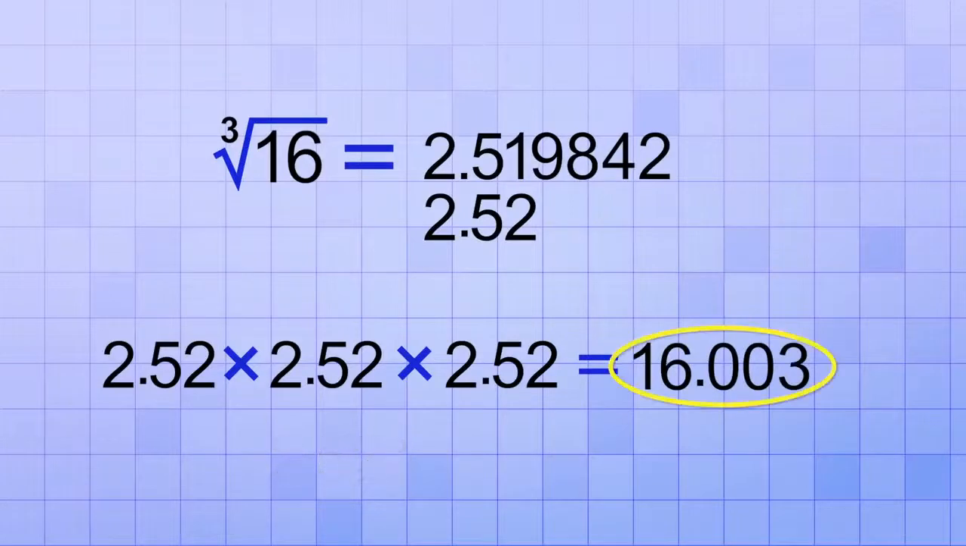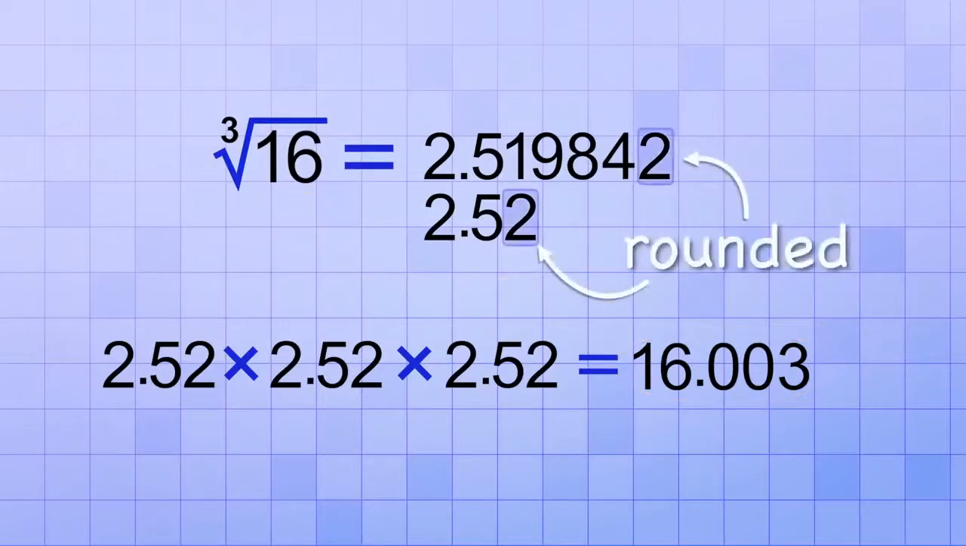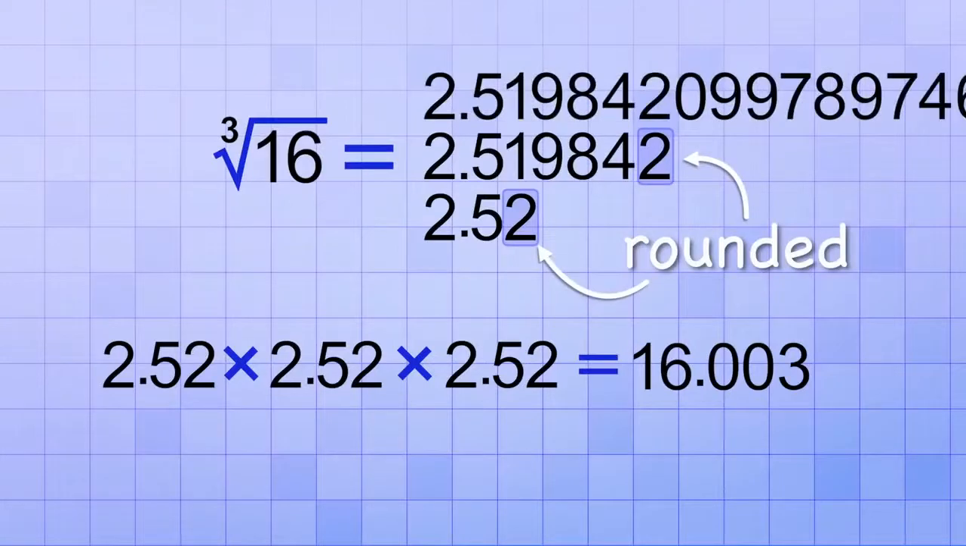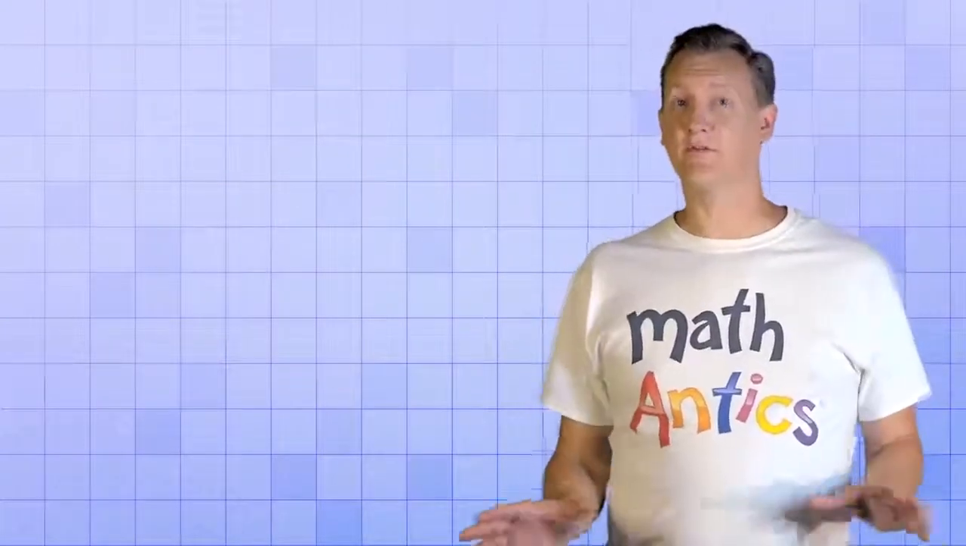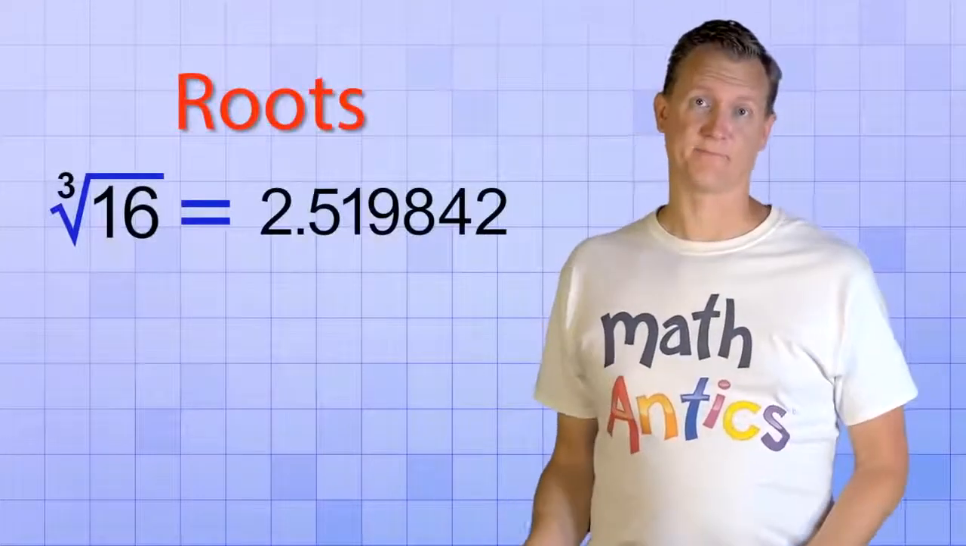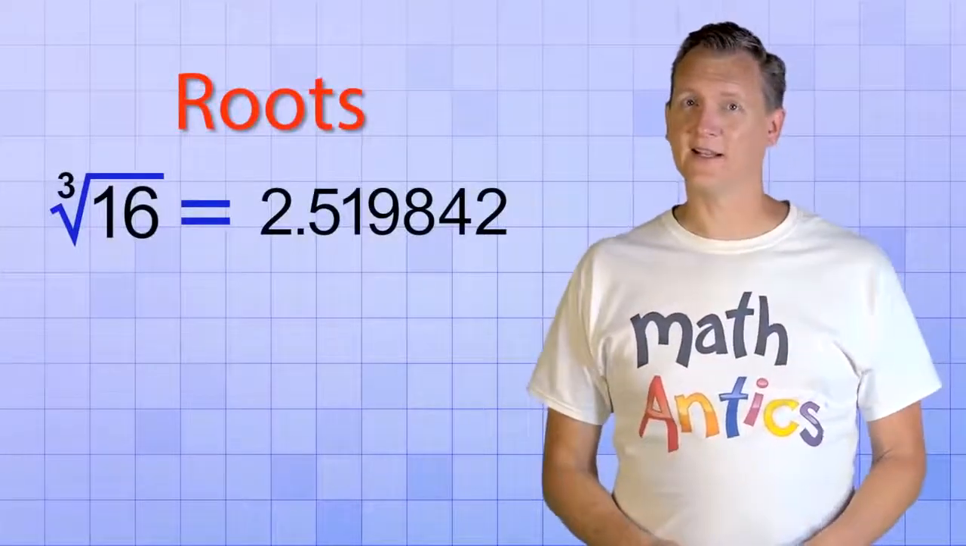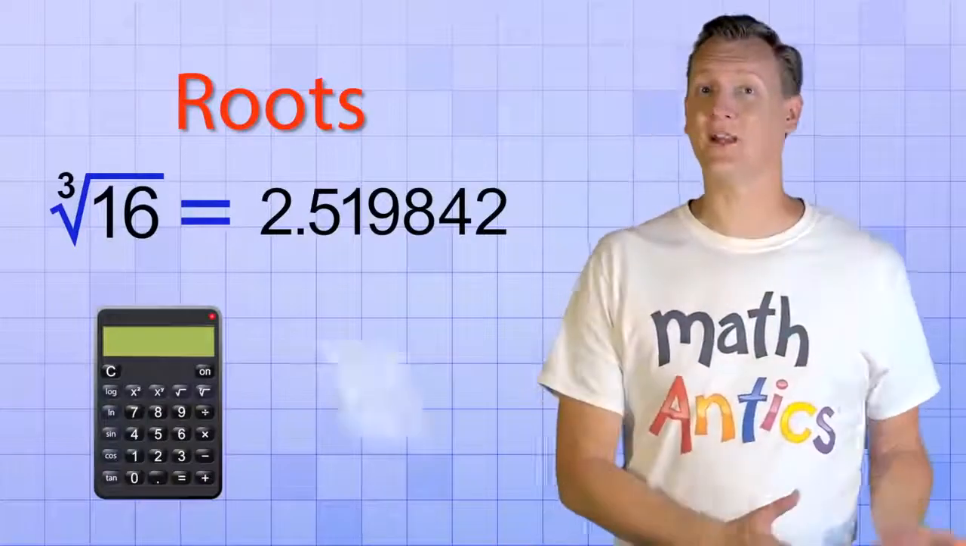Well, that's almost right. It's really close to 16, isn't it? The reason it's not exactly 16 is that we rounded the number off, which made it less accurate. But the more decimal digits we use, the closer we'll get to 16. In math, the vast majority of roots are complicated numbers like this, and they're hard to figure out unless you use a calculator or a special algorithm.